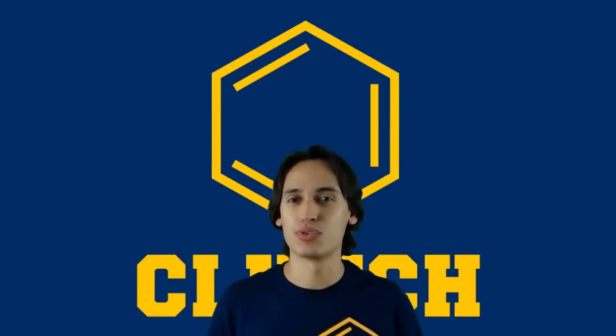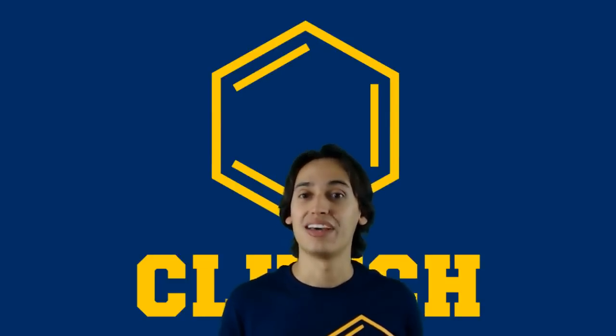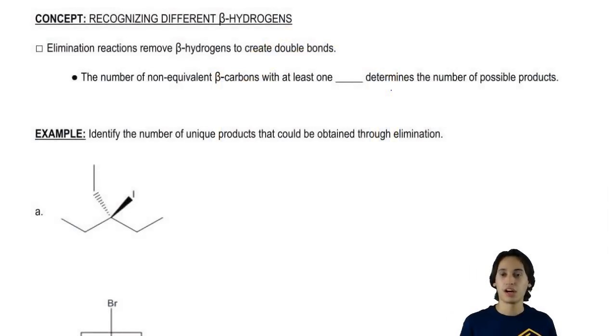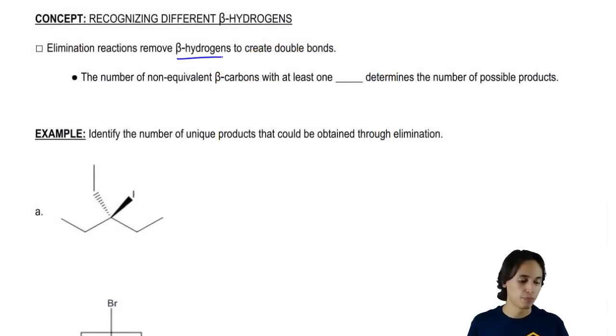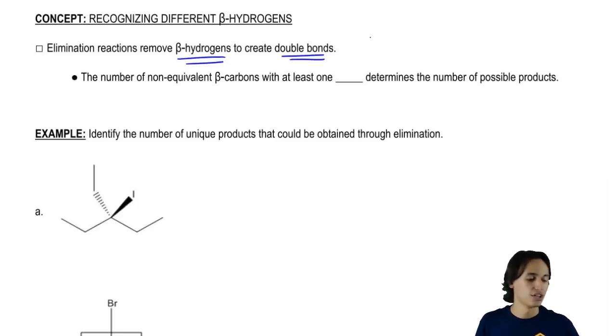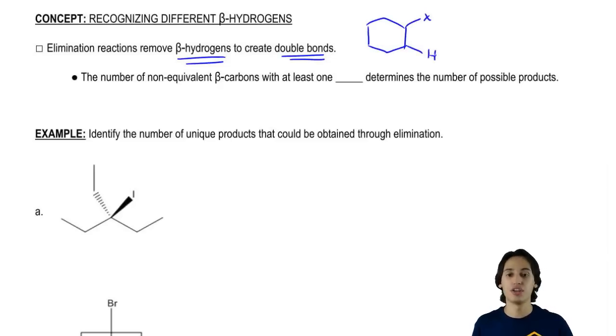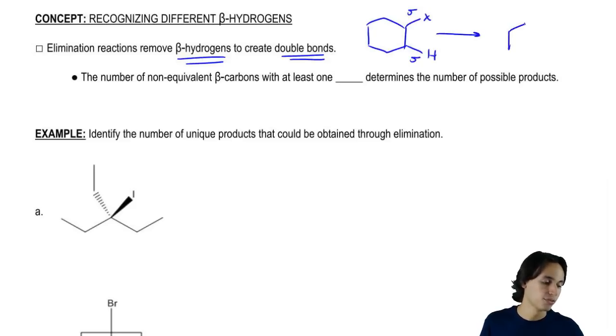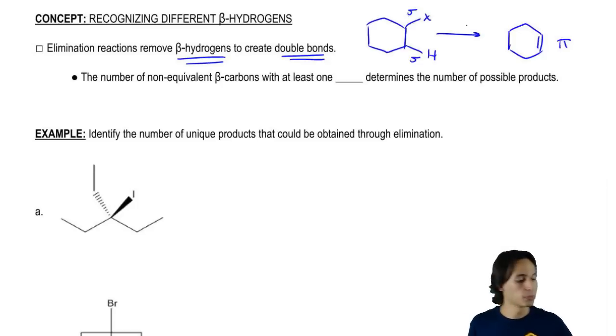Now I want to dig deeper into one of the more important parts of elimination, and that's the beta hydrogen. You guys might remember that elimination reactions basically pull off beta hydrogens, and then they make double bonds. If you think back to the definition of elimination, let's say that you have a single bond to a leaving group and a single bond to a hydrogen. What winds up happening is that these two sigma bonds get pulled off and turn into one pi bond. So that's the whole process of elimination.